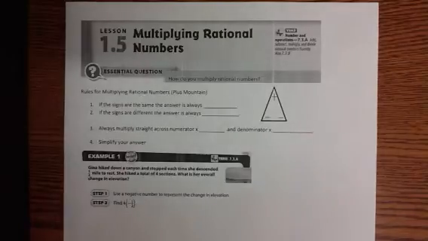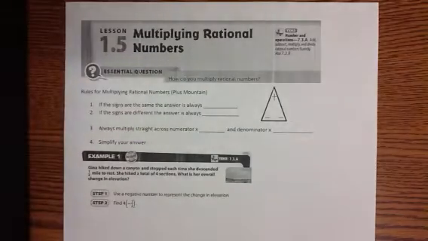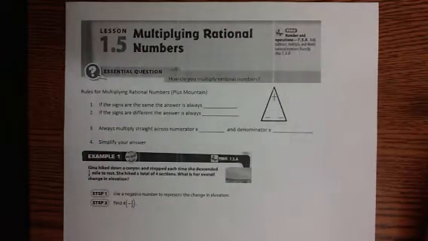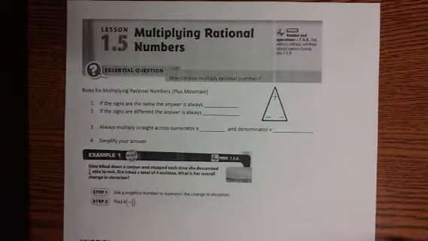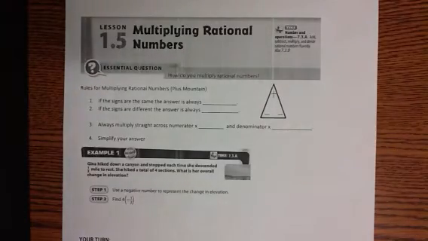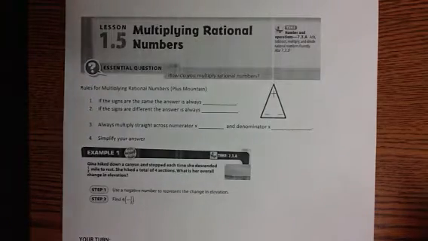All right, today we're going to be asking ourselves, how do we multiply rational numbers? And we have a few rules that you can use to help you get through multiplying rational numbers. And we have a plus mountain over here as a little trick to make sure you make the right choice when you're multiplying positive and negative numbers.